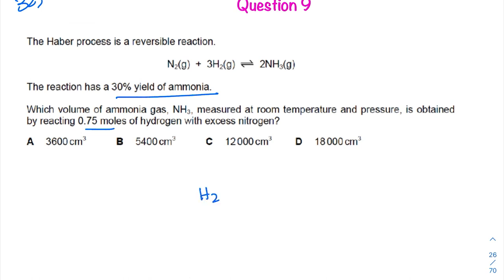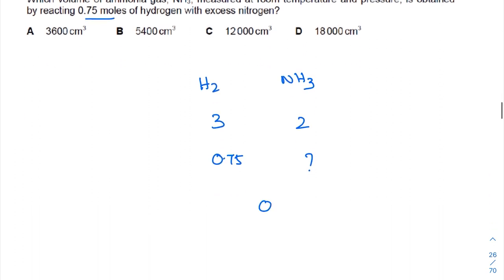The mole ratio of hydrogen to ammonia we find is 3:2. Hydrogen is 0.75, so how much is that? 0.75 times 2 upon 3, which is 0.5. So the moles of ammonia is 0.5. Now we know that volume equals n times 24. Therefore 0.5 times 24 is 12 dm cube.